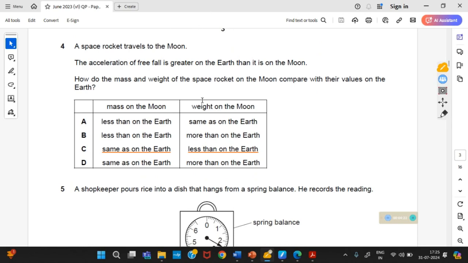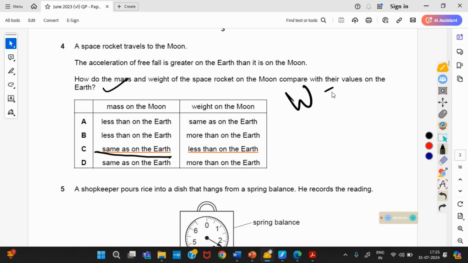A space rocket travels to the moon. The acceleration of free fall is greater on the Earth than it is on the moon. How do the mass and weight of the space rocket on the moon compare with their values on the Earth? We know that mass is an intrinsic property of matter and mass will not change. Mass will be constant, wherever the person goes. So it is the same as on Earth.